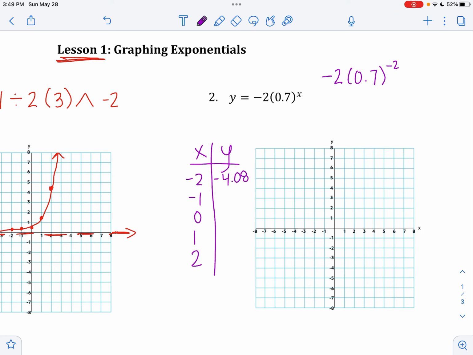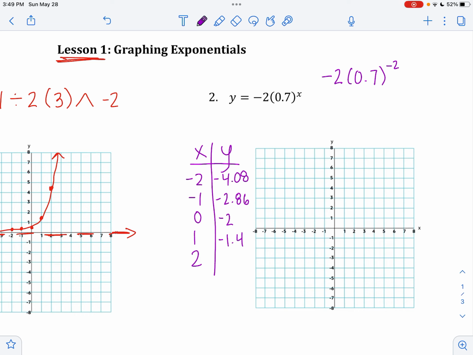And if I plug in -1, you're just going to substitute this x now with -1. -2, parentheses 0.7, raised to the power of -1, which is negative 2.86 because it says 857, so I'm going to round. And then if it's to the 0 power, okay, it should be -2 when you plug it in. And then, sorry, I'm doing this on my phone calculator, which I would not recommend. It's definitely harder to do.